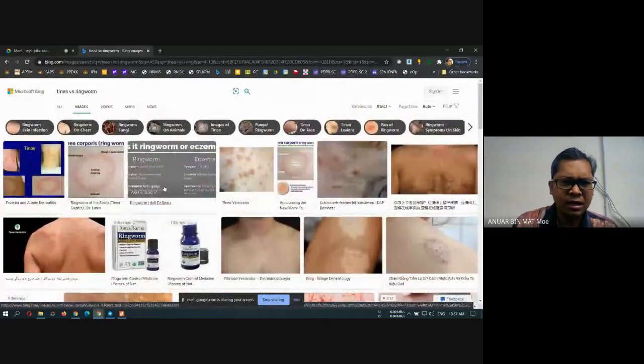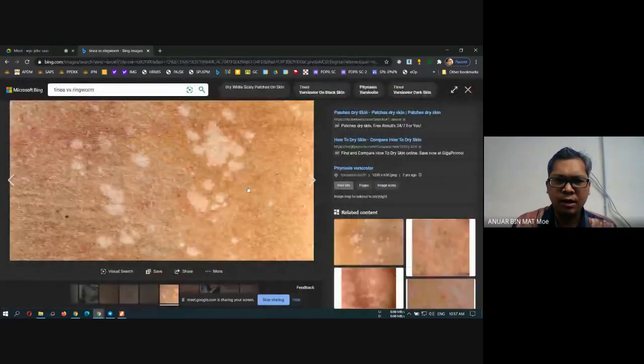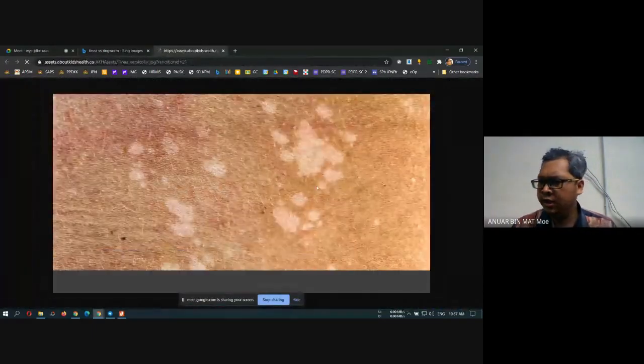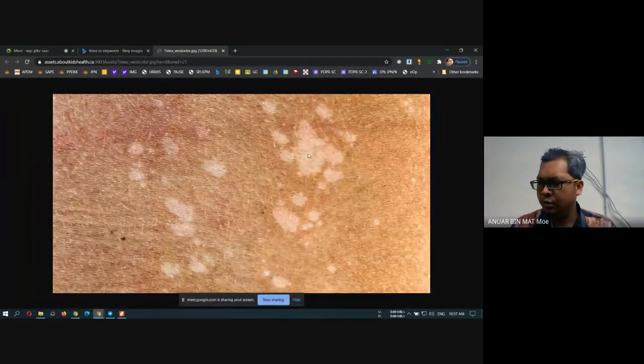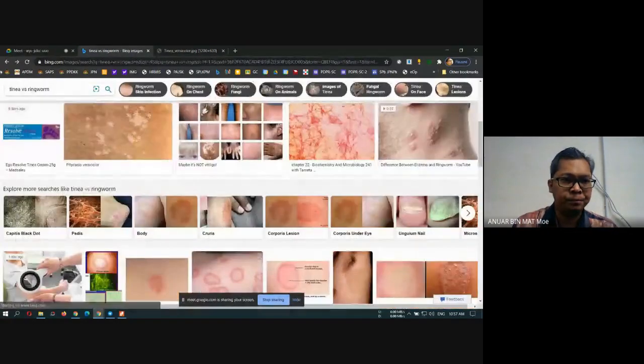Okay, tinea is just a white spot here. This is an example of tinea, just a white spot. The color is not reddish, and usually it is non-itchy. Because of the fungus infection of the skin, it just produces what we call a white spot on the skin. Okay, this is tinea.